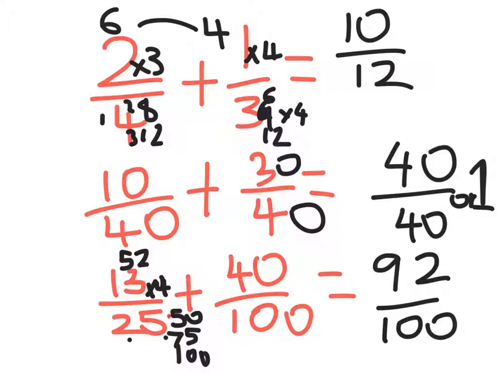I started trying to skip count by 25, so I went 25, 50, 75, 100. I knew that I had to do it 4 times, because it's 1, 2, 3, 4, so I times the top by 4. 14 times 4 was 52, and 52 plus 40 is 92 over 100. If you got this one right, you are doing amazingly.